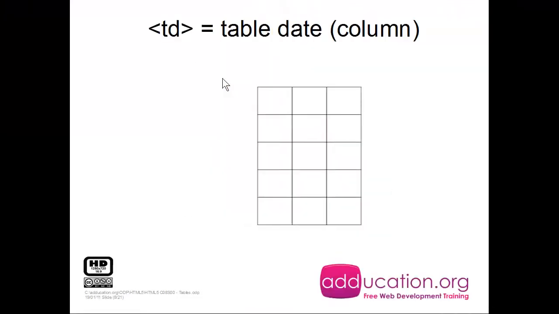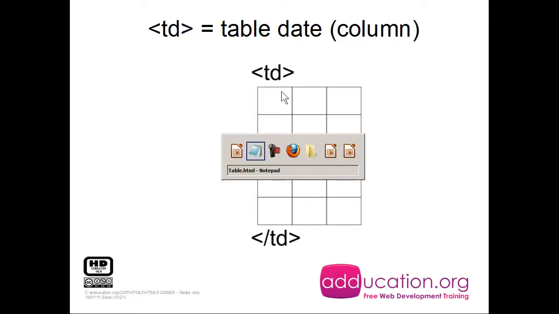Then comes the table data. This is a mistake, not the table date, it's table data. I will fix it in this presentation for you so you can download it. So then comes the table data, and the table data is a column. We see here 1, 2, 3 columns. And of course you can choose how many columns you want. So this is a table data.